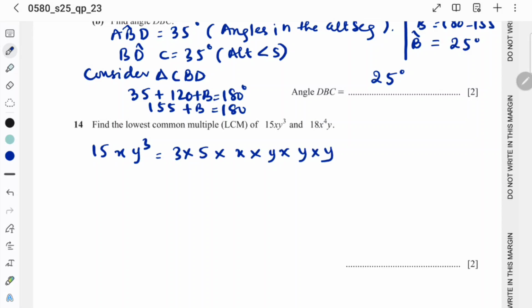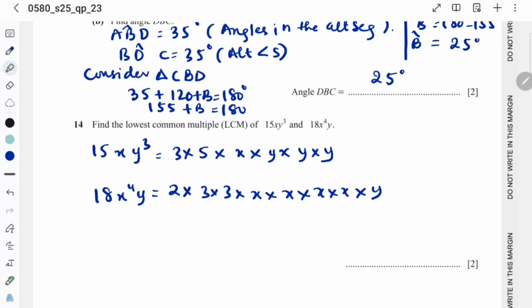Otherwise, you know that xy cube and x power 4y cube will be the LCM for this one, but I'm explaining it to you. 18x⁴y means 2 nines are 18, 2 into 3 into 3 into x into x into x into x into y. See the common one. What is common here? We have common is 3 only. That is coming only one time, 3.